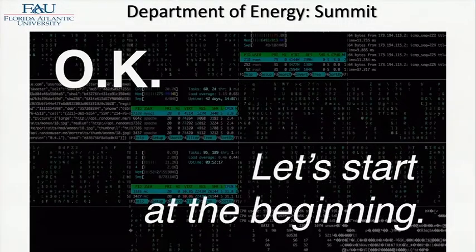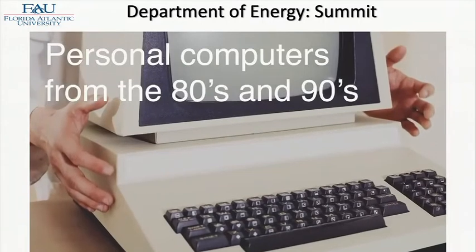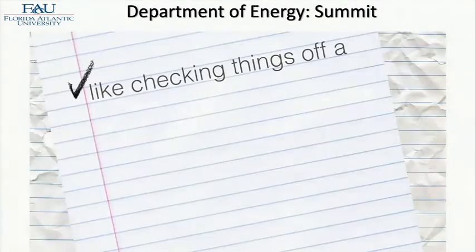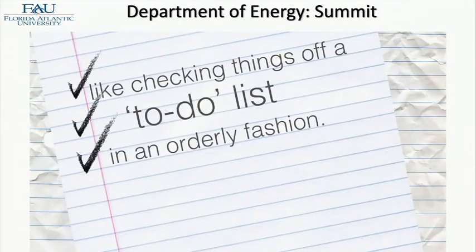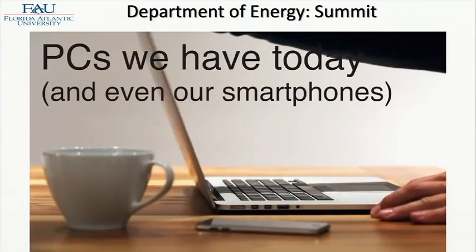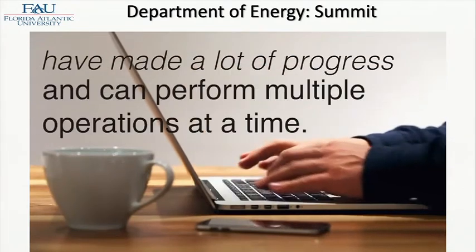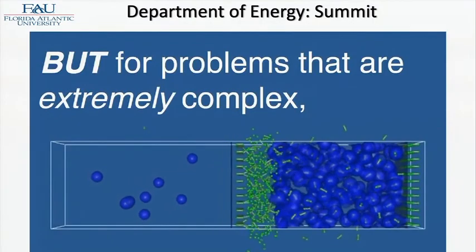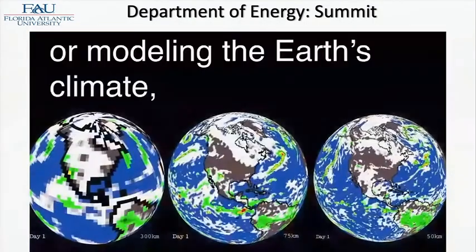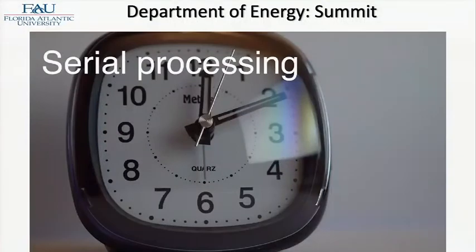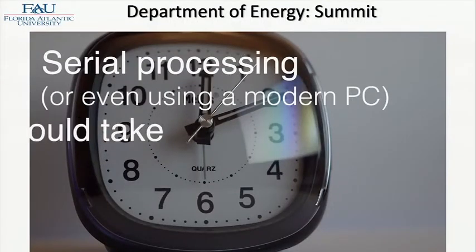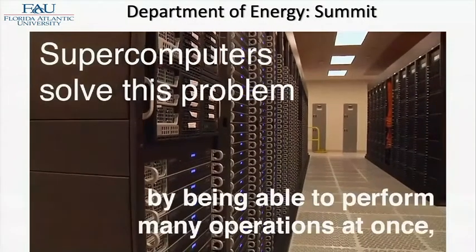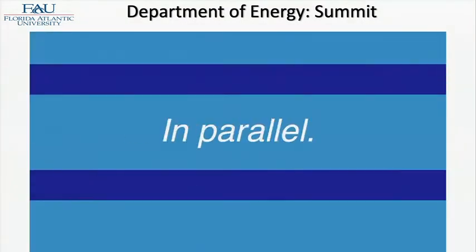Okay, let's start at the beginning. Personal computers from the 80s and 90s were serial processors. They performed operations one thing at a time, like checking things off a to-do list in an orderly fashion. PCs we have today, and even our smartphones, have made a lot of progress and can now perform multiple operations at a time. But for problems that are extremely complex, like simulating molecular behavior or modeling the Earth's climate, serial processing or even using a modern PC would take way too long. Supercomputers solve this problem by being able to perform many operations at once, in parallel.